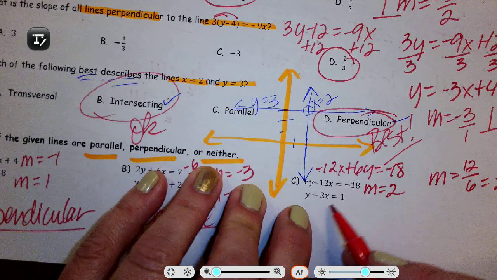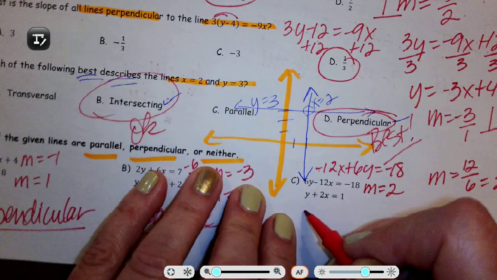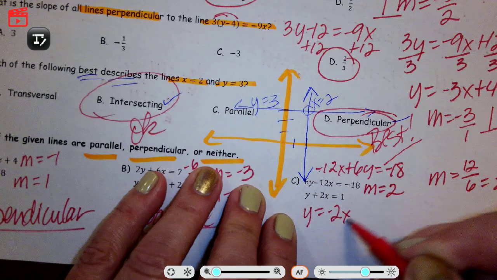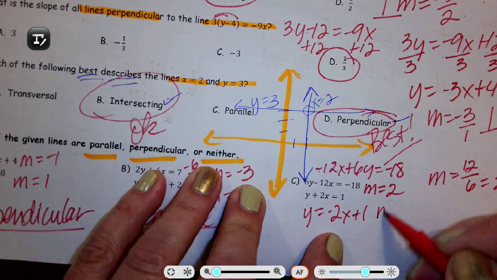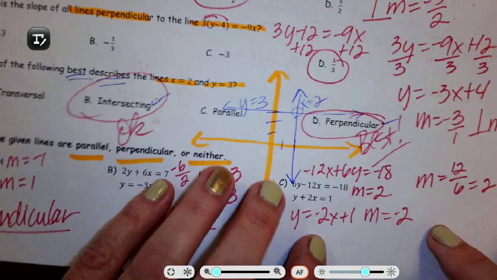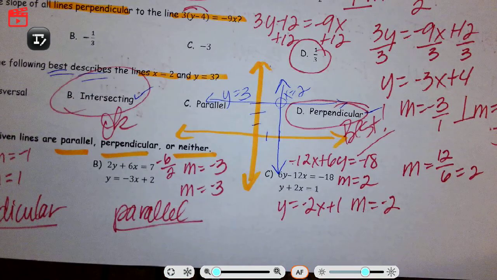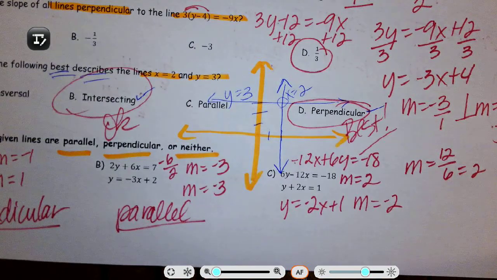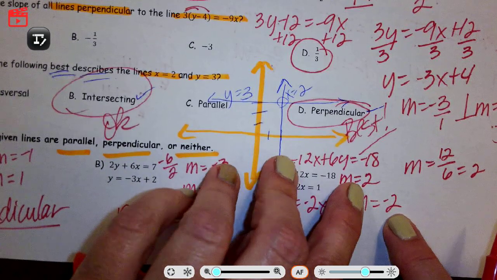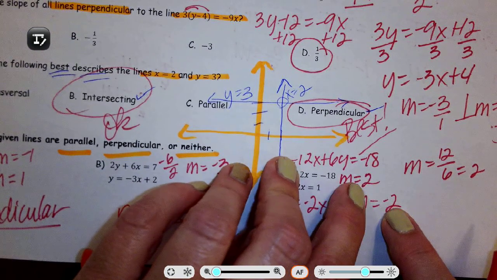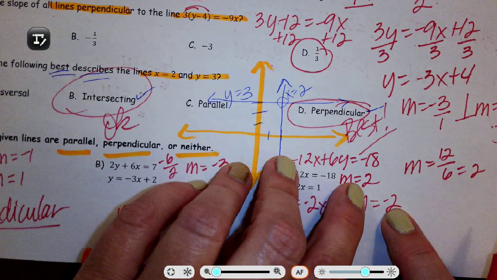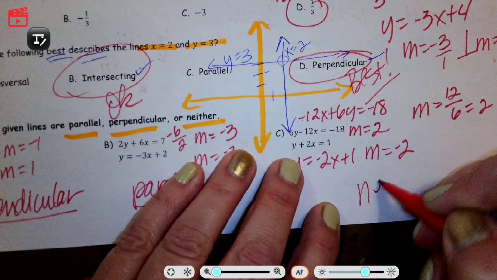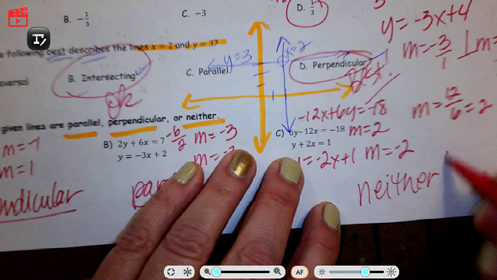And this one, not in slope intercept, but we're going to move that 2x to the other side. Oh, okay, so what kind of relationship could be described with these two slopes where one is 2 and one is negative 2? Are they parallel? Nope. Are they perpendicular? Is negative 2 the opposite reciprocal of 2? No. So that one would be neither.